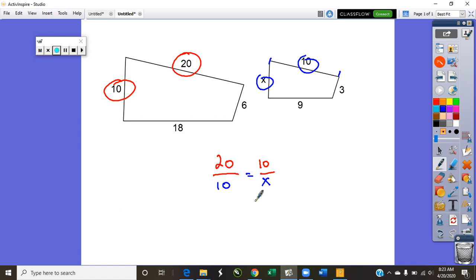Okay. Find your cross products. 20 times x, 20x. 10 times 10, 100. Divide each side by 20. And what do we have? 5 equals x. Okay. Hopefully you got that one correct. If you need to go back and watch this a few more times, that's perfectly fine. Again, most important part that I want you to understand is how to set these up.